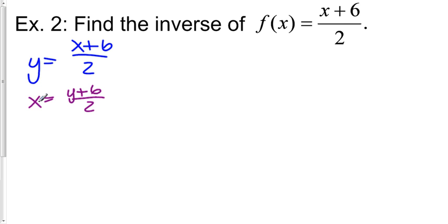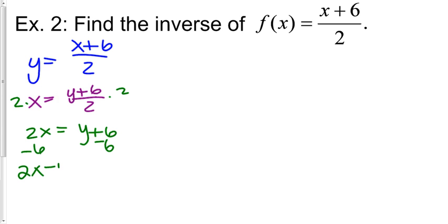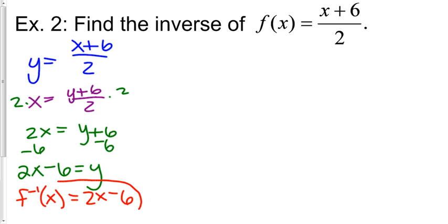x and y are switched. We're going to solve this one for y. So I'm going to multiply by 2 on each side. 2x equals y plus 6. Subtract 6 on each side. And we have 2x minus 6 equals y. Here's my inverse function. Now that I've got it solved for y, the last thing to do is to write it in function notation. So f inverse of x is 2x minus 6.